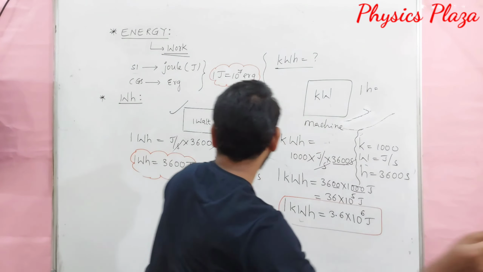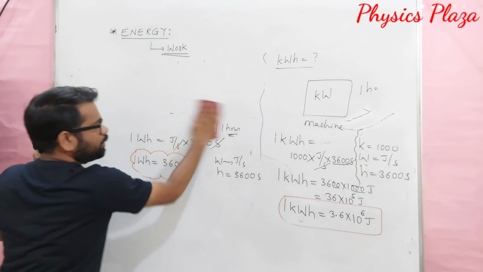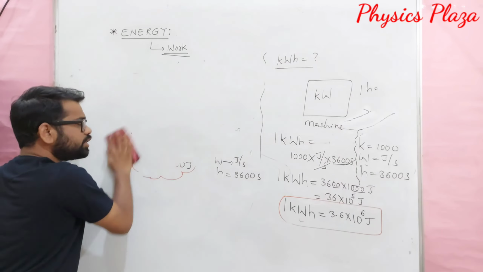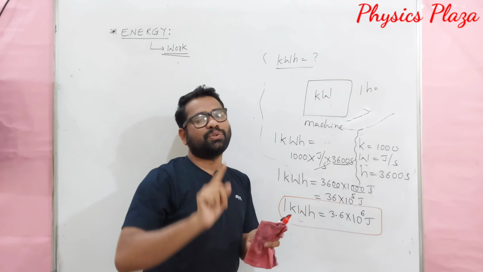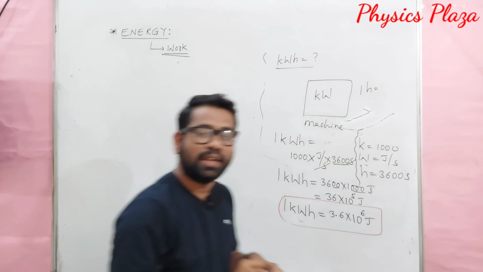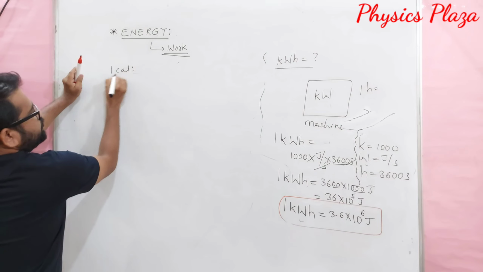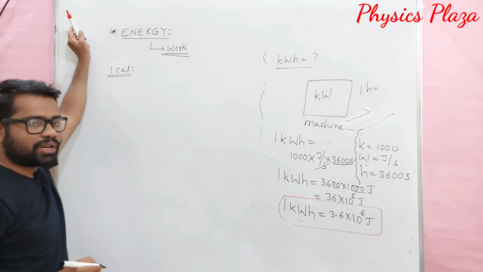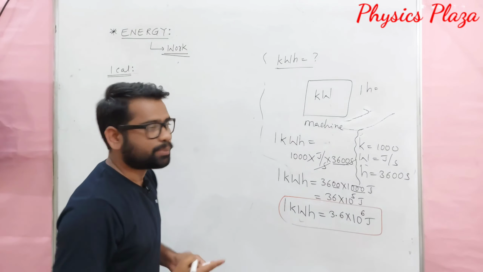Now let us see what a calorie is. Children, already we have discussed in calorimetry that the CGS unit of heat is calorie. But heat is nothing but energy only. So now we have to discuss the calorie. Calorie is also a unit of energy only. But what is a calorie, children? Once again, just recall what was discussed in the calorimetry chapter.